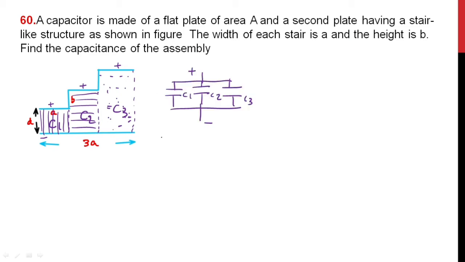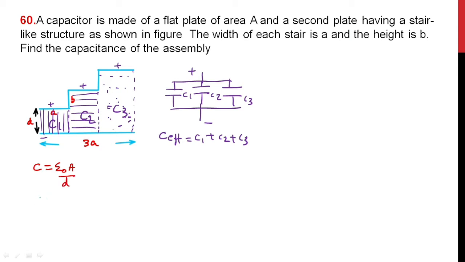So what is the effective capacitance? Effective capacitance C effective is equal to C1 plus C2 plus C3. Now let's calculate C1, C2, C3. The basic formula for capacitance is C equal to epsilon 0 A divided by D, so now let's calculate each capacitance.